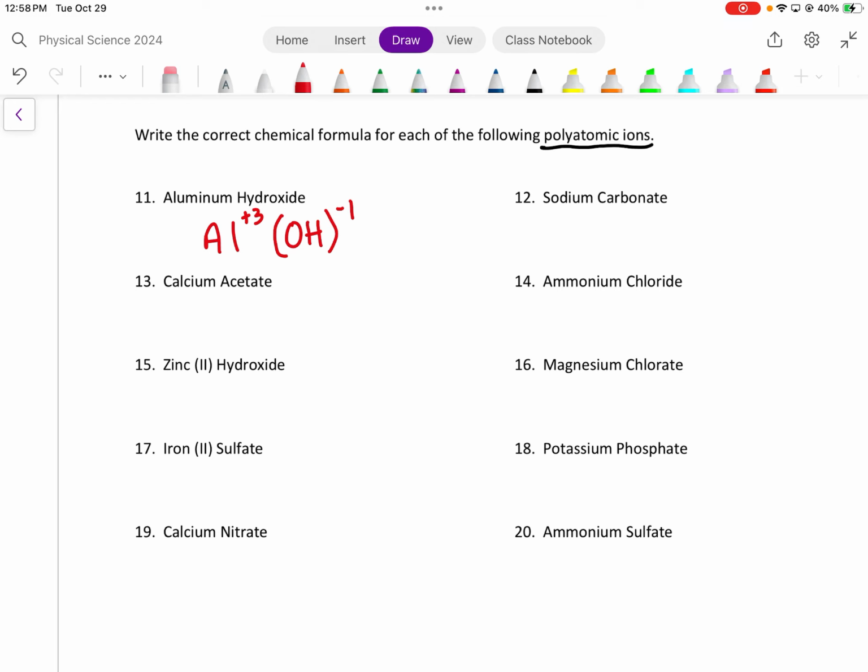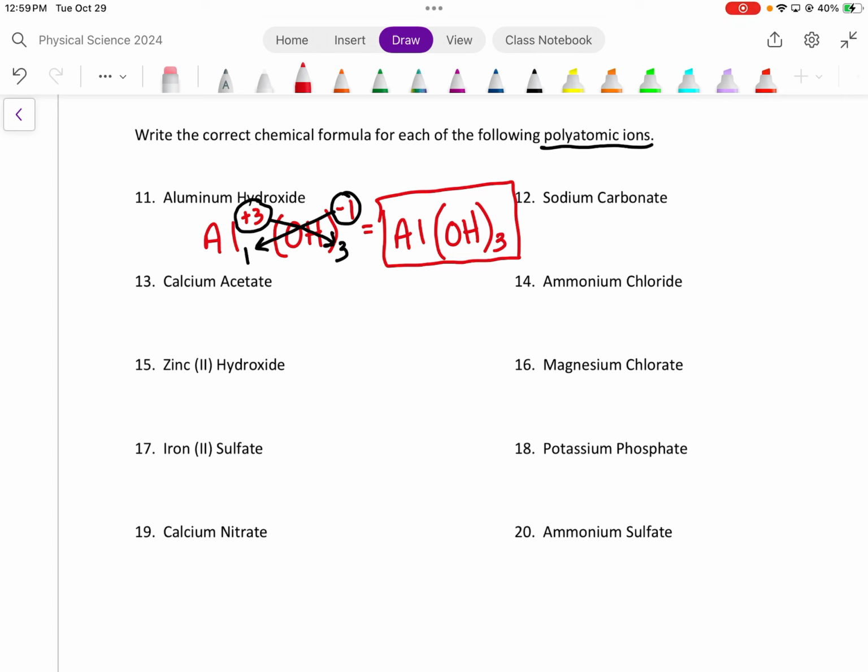The only difference is when I crisscross outside the parentheses. So I'll take that 3 outside the parentheses, crisscross that 1, and remember I put that 1 there, but we don't ever show the 1. There's my formula for aluminum hydroxide.